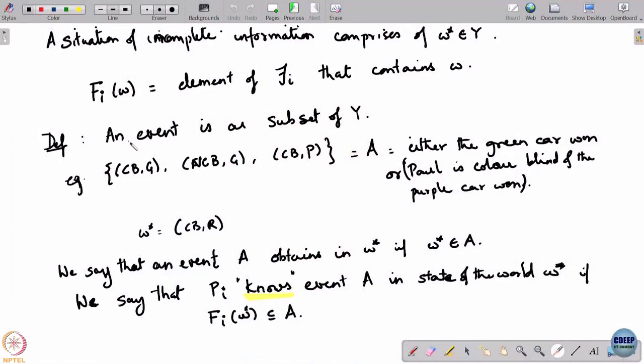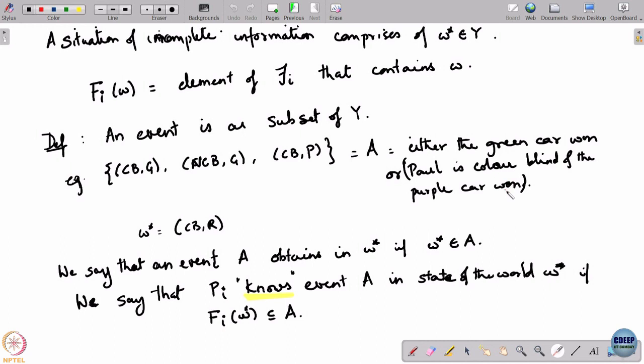Okay. So what does that mean? Here in this case, we took this event A. What does this event stand for? It was the event that Paul is colorblind and the green car has won, or Paul is not colorblind and the green car has won, or Paul is colorblind and the purple car has won. It's one of these three possibilities. This for us was an event. Succinctly, you can say that either the green car won, or Paul is colorblind and the purple car won.